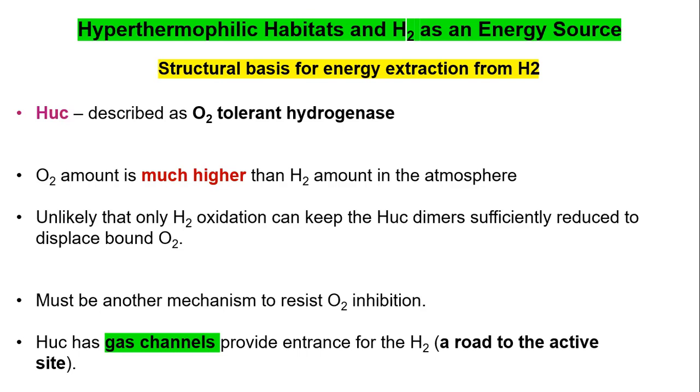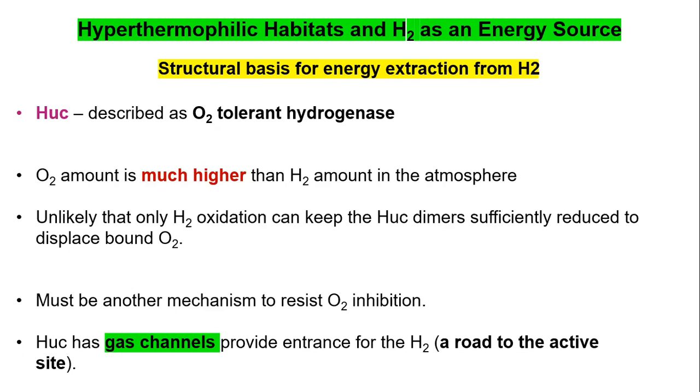So it definitely wasn't speed of oxidation. If the speed of oxidation couldn't displace it, they did some measurements in the paper. What they found is that this enzyme has gas channels. And what those channels do is they open and provide a pathway only specifically for hydrogen. It's like a road to the active site, a single pass for only one molecule that they oxidize.